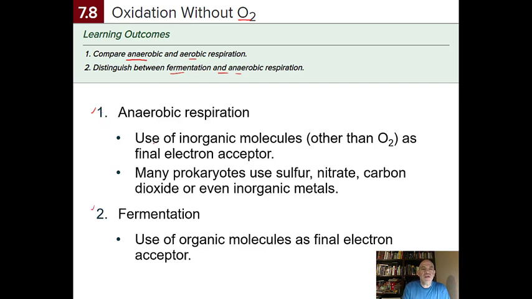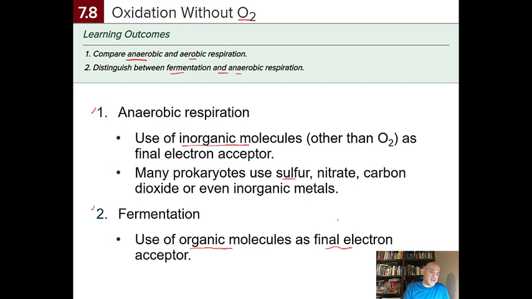For anaerobic, you're going to use inorganic molecules. That's the difference. In fermentation, you use organic molecules as your final electron acceptor. And oxygen is considered inorganic, but we're talking about inorganic other than oxygen. Many prokaryotes, which are your bacteria, are going to use inorganic compounds like sulfur, sulfates, nitrates, carbon dioxide, and even inorganic metals can be used as your final electron acceptor. Again, for fermentation, it's going to be organic molecules as the final electron acceptor.